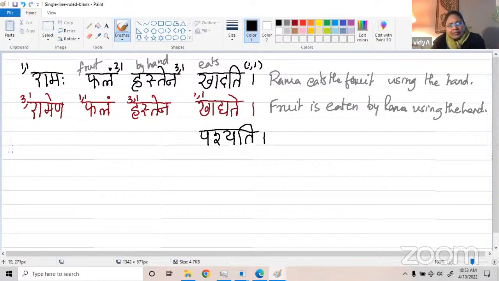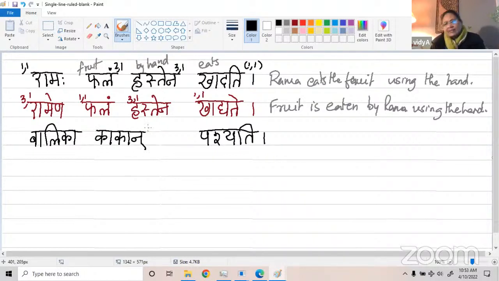Pashyati, and we will say balika, and this is good. Having different genders here is good. So balika kakan pashyati. So the girl sees the crows. So kakan becomes crows.